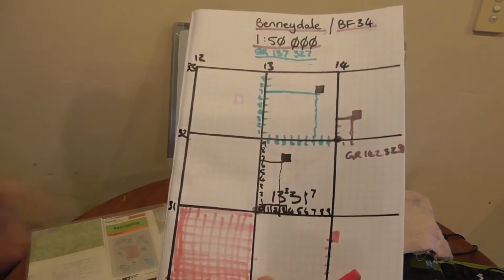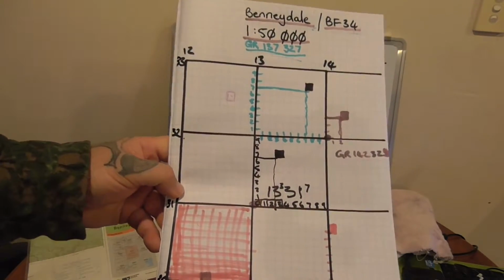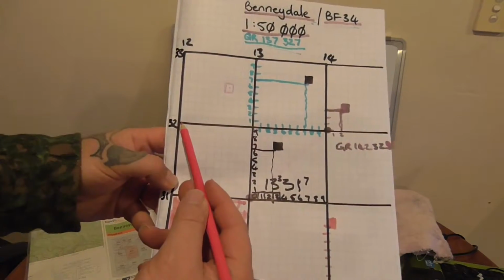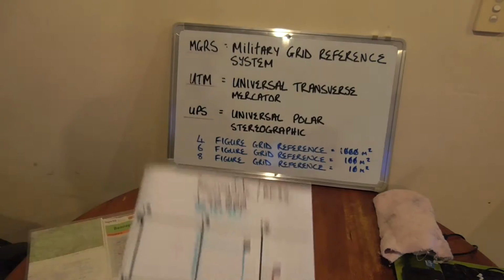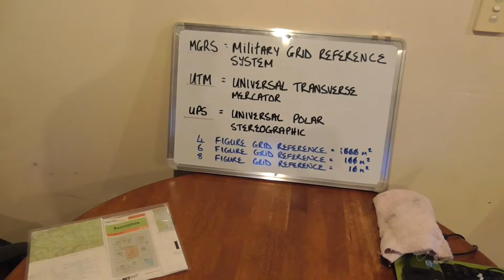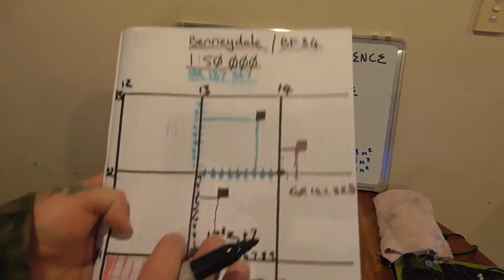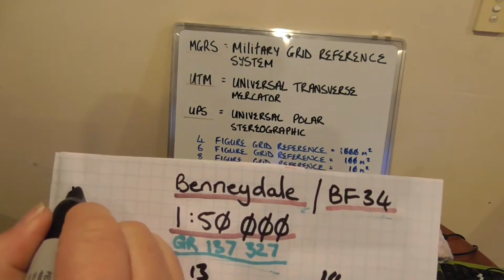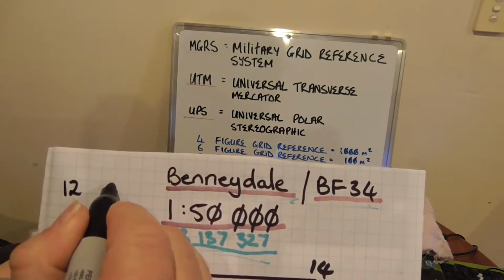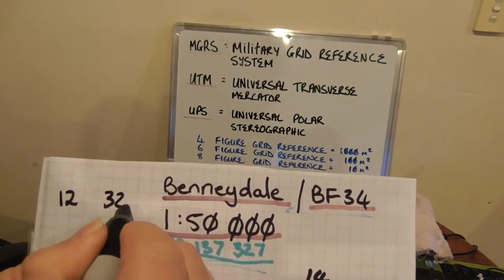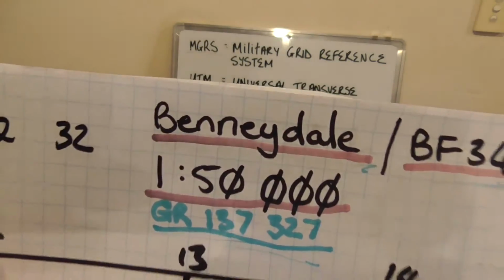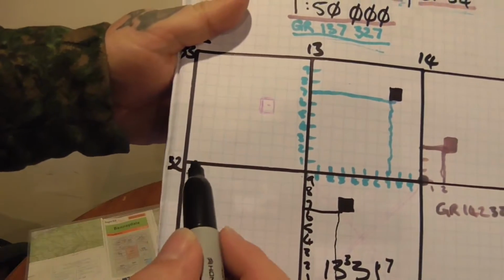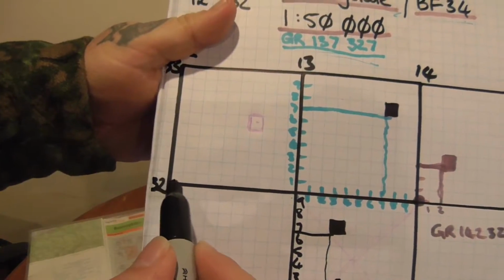So the first thing we want to do is find our grid square, which is 1, 2 for the bottom left corner, 1, 2, 3, 2. Let's write that in now. 1, 2, 3, 2. Let's write that up here. 1, 2, and we'll put our other one over here. 3, 2. So currently with 1, 2, 3, 2, we are at the bottom left hand corner of this grid square.